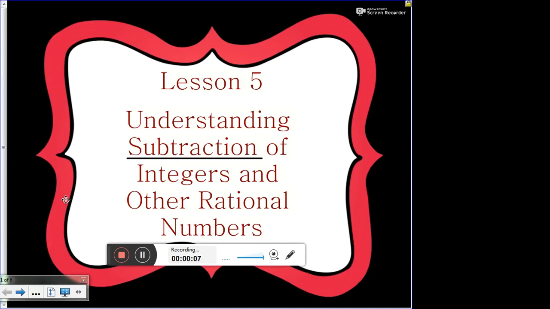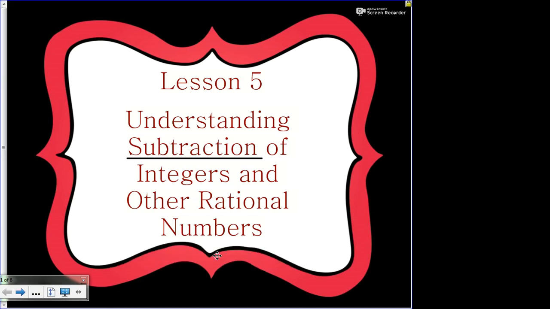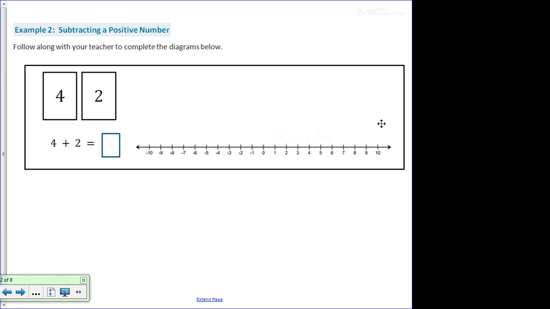Say hi, everybody. Hi. Okay, we are working on subtraction of integers and other rational numbers today. So we have done a whole bunch of addition and now we're going to work on subtraction. All right, we're on page number 28 in your binders. Page 28.